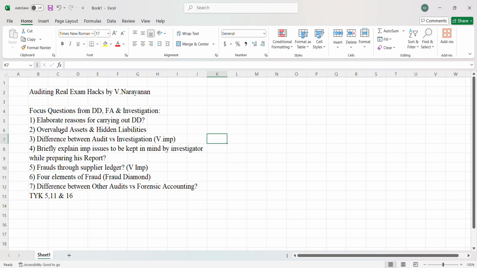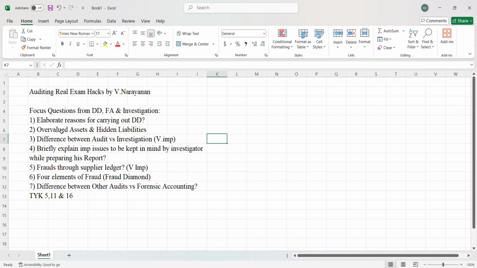Fourth is briefly explain the important issues to be kept in mind by investigator preparing his report. Next one is frauds through supplier ledger. Two very, very important questions: difference between audit and investigation, difference between other audits and forensic accounting, and the frauds committed through supplier ledger, and the four elements of fraud, that is the fraud diamond.